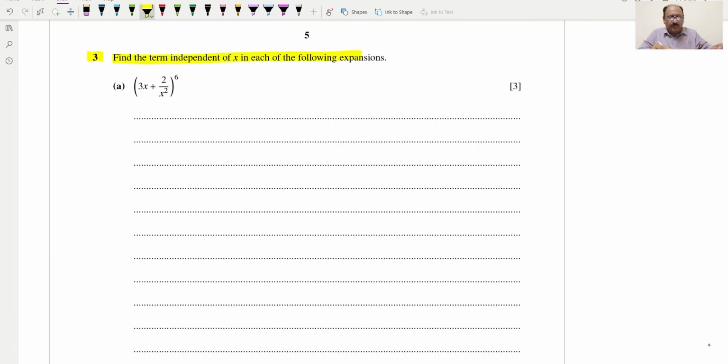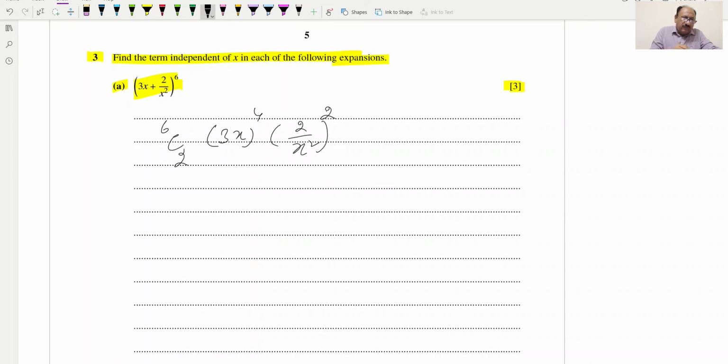A part: we have to expand by binomial expansion. The denominator is x squared, so we need to get the power such that, for example, we can take 6C2, and if we take 6C2 it will be 3x raised to the power 4 and 2 over x squared raised to the power 6 minus 2, which is 2.